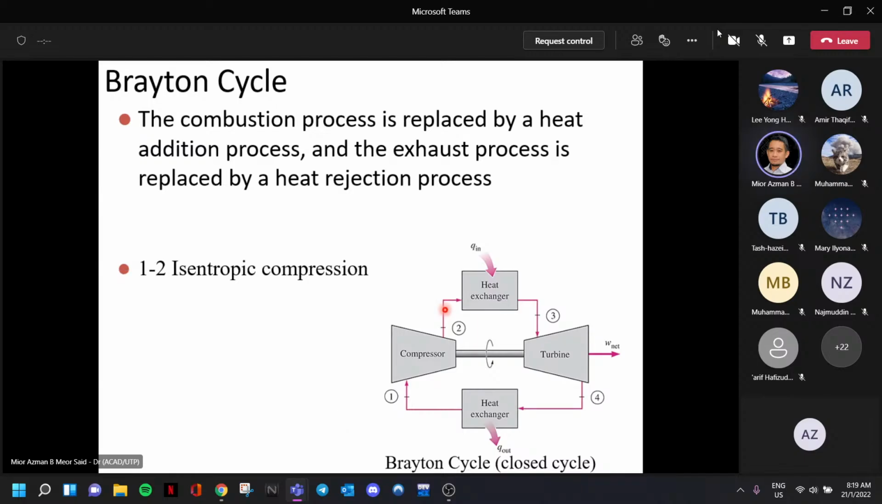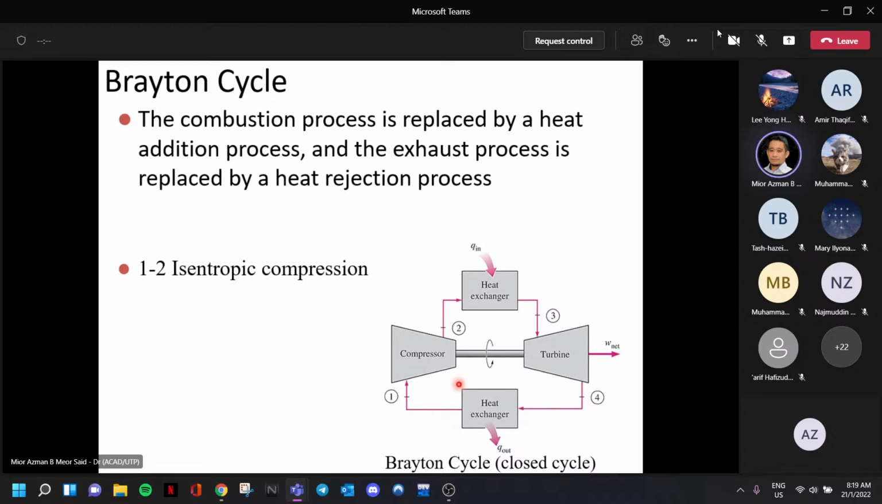Okay, and we shall take a look at each process, from 1, 2, 3, and 4, for this idealized Brayton cycle. So 1 to 2: you have air that goes inside the compressor, right? It goes to the compression, and in this Brayton cycle, we consider that as isentropic compression.